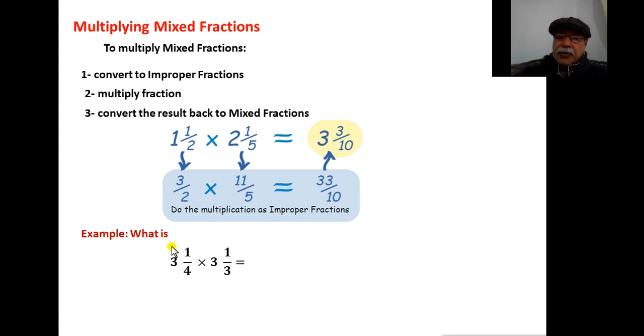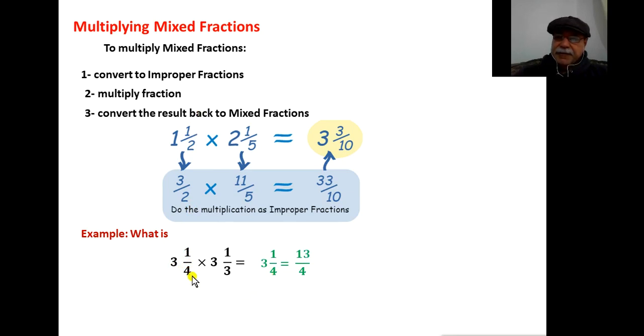Question or example, what is this? How can I solve this? I depend on the rule, I depend on the process. First, I must convert this mixed fraction to an improper fraction. So 4 times 3, or 3 times 4, is 12, plus 1 is 13/4.